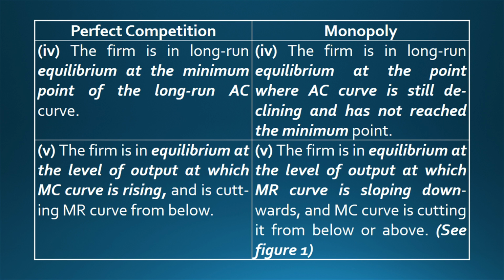5. Under perfect competition, the firm is in equilibrium at the level of output at which the MC curve is rising and is cutting the MR curve from below. Under monopoly, the firm is in equilibrium at the level of output at which the MR curve is sloping downwards and the MC curve is cutting it from below or above. See Figure 1.